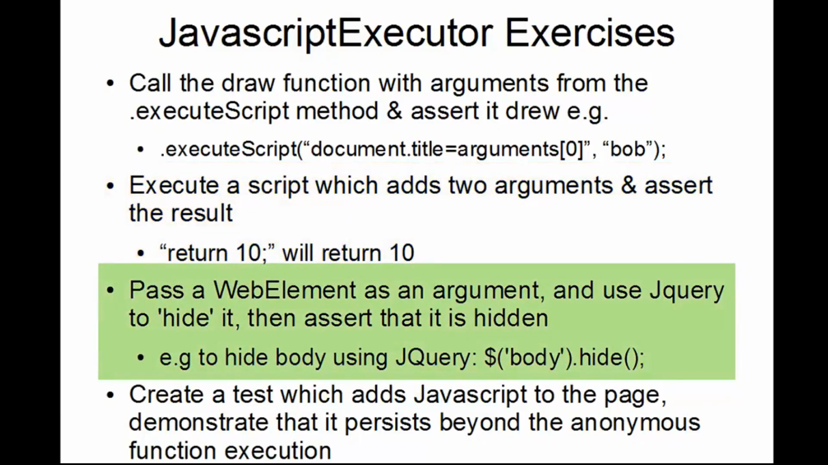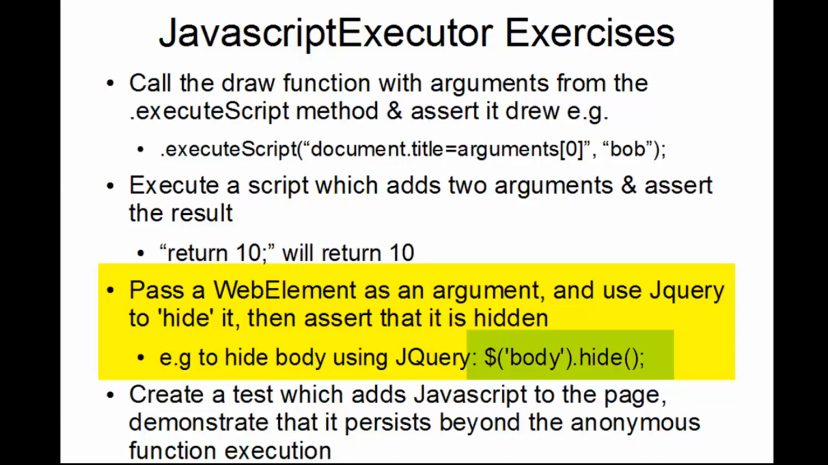Try and pass in a web element as an argument and then use jQuery to hide it. The Canvas page has jQuery in there, so all you have to do is use it. And the clue to using jQuery, if you haven't used it already, is this statement here: $("body").hide(). That functionality is what you would use to hide the body in HTML. So the argument there is the body string, which is the tag, and then you use jQuery to hide it.